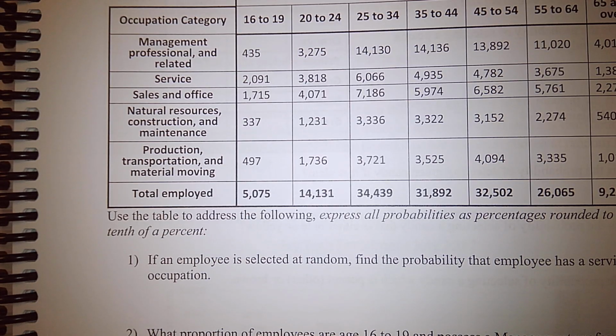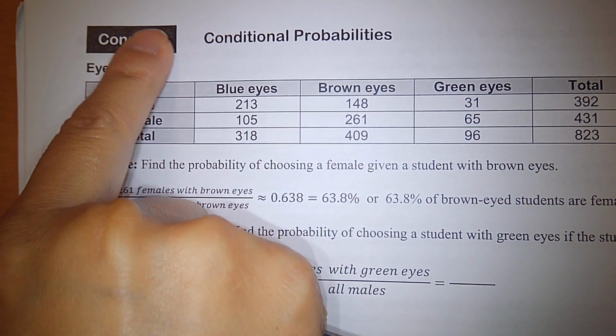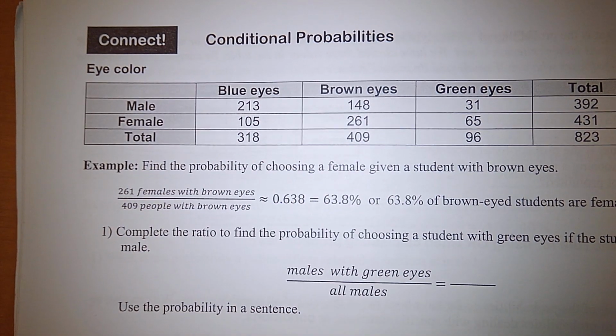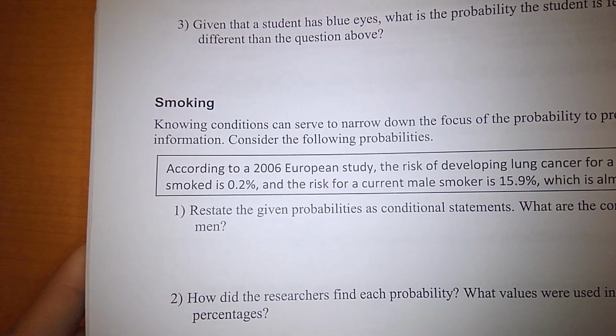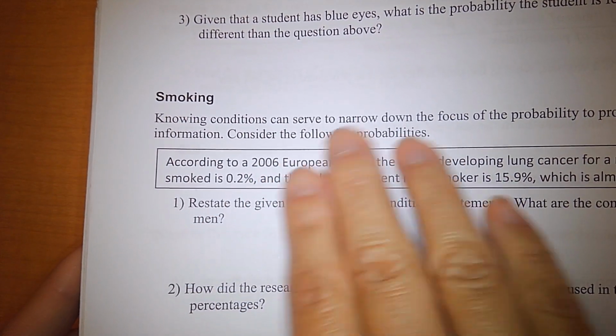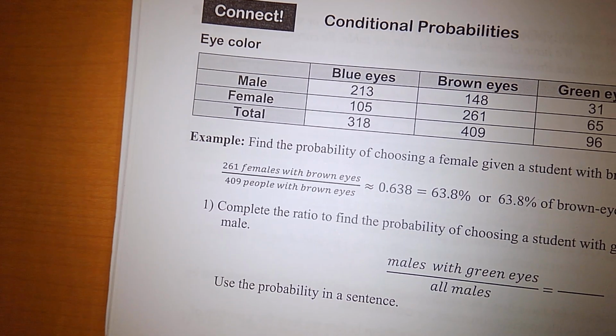Page 212, entire page. One question is about eye color. You can try this. I will need you to do this as well. The smoking part is also a practice question. So entire page 212. These are the pages for the probability.